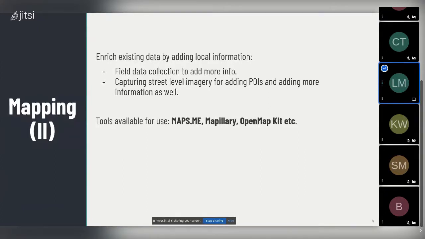Just sharing some of the tools that are available if you're looking to enrich data on OpenStreetMap. There's Maps.me, which is like the Google Maps mobile app that we have on our phones. Then there's Mapillary that we had covered, which we use to capture street level imagery. And then there's OpenMapKit. But there are many more apps that you can use to enrich. You can even do it directly on OpenStreetMap if you're very familiar with an area.